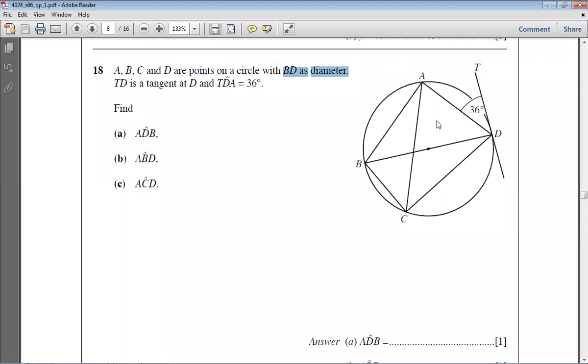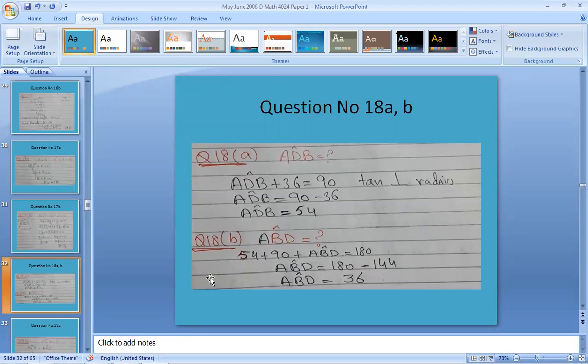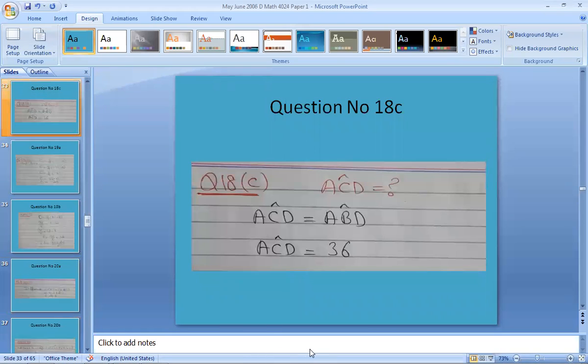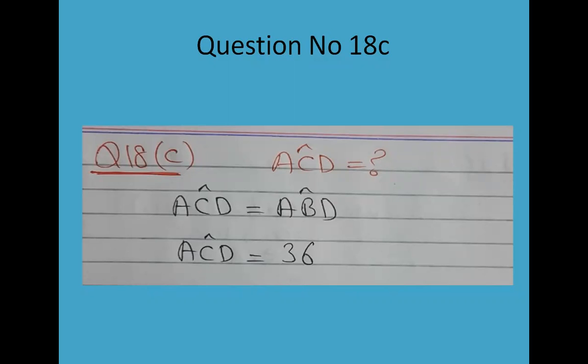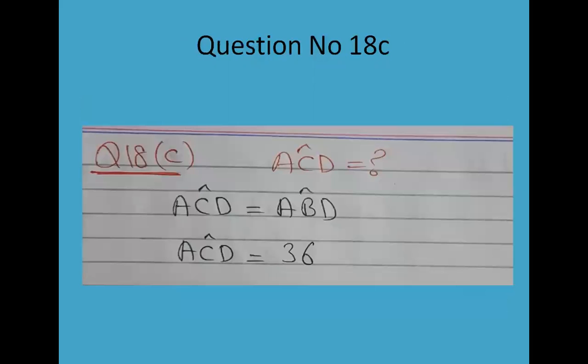The last part is ACD. Look at here, ACD. So AD is the chord, and its ends come here on the circumference. So this angle and this angle will be equal. And we just calculated this angle. So ACD will be equal to ABD because they are the angles in the same segment. So ACD will be 36. So hopefully you understand this question. That is question number 18.